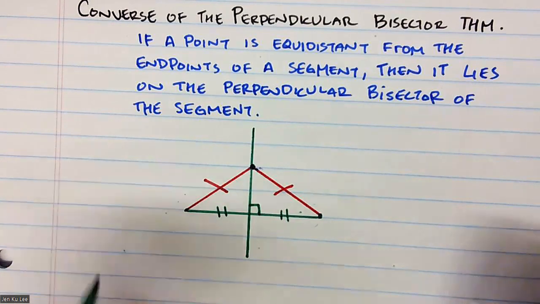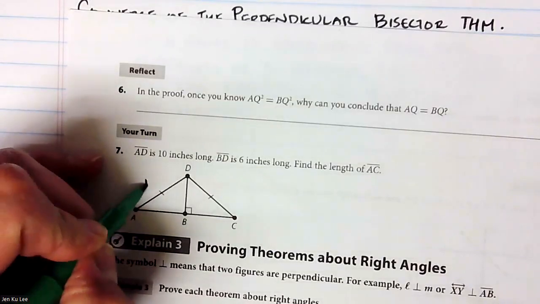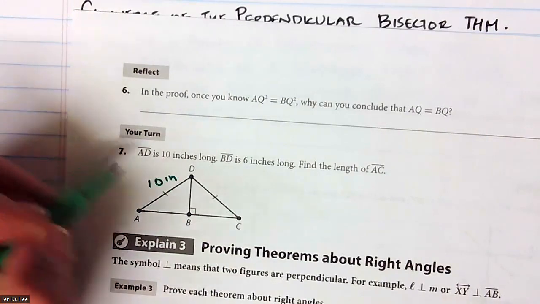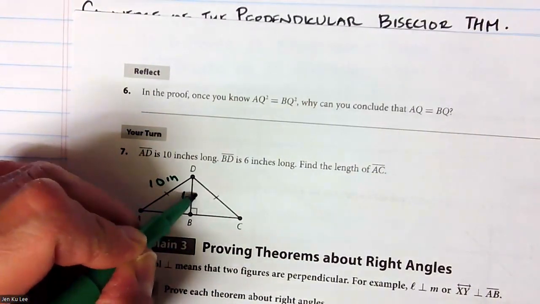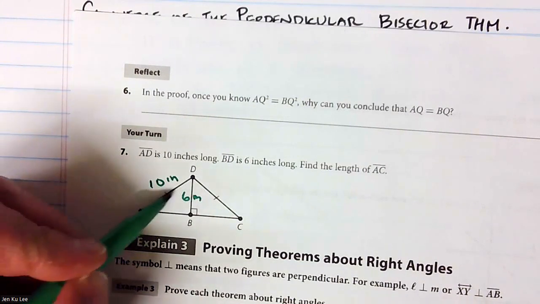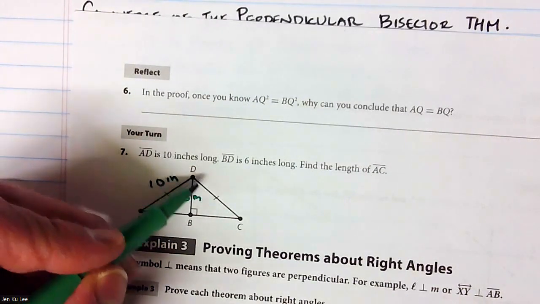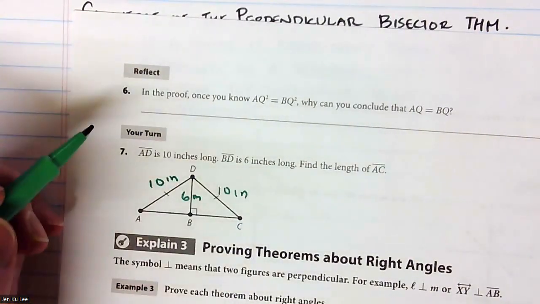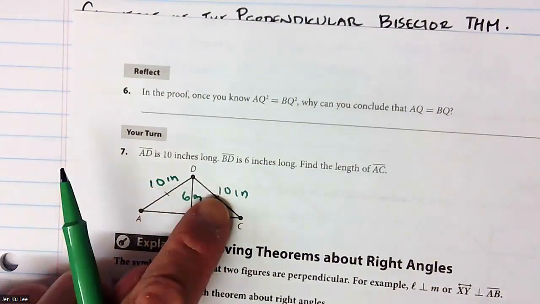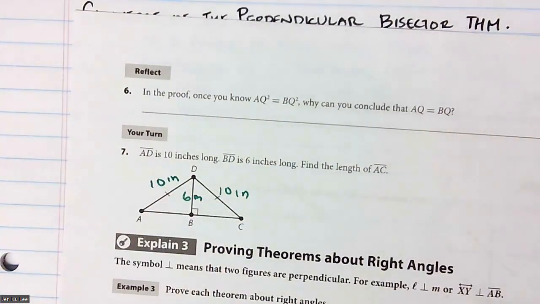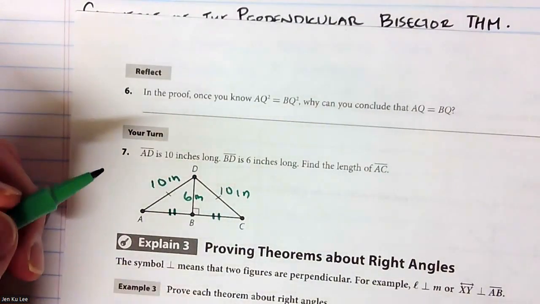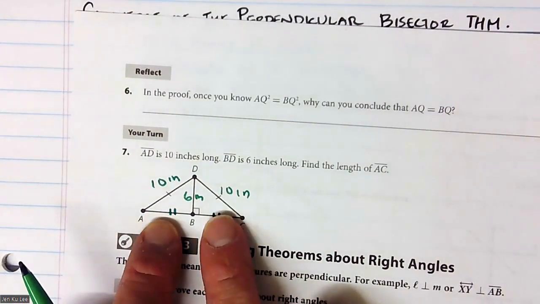All right? So in this case here, number 7, AD is 10 inches long. Okay, 10 inches. BD is 6 inches. Notice that AD is equal in distance to CD, right? So that's 10 inches long as well, right? Because of these tick marks here. If that's the case, then I know AB is equal to CB. Yeah, I know that these two segments are going to be equal.